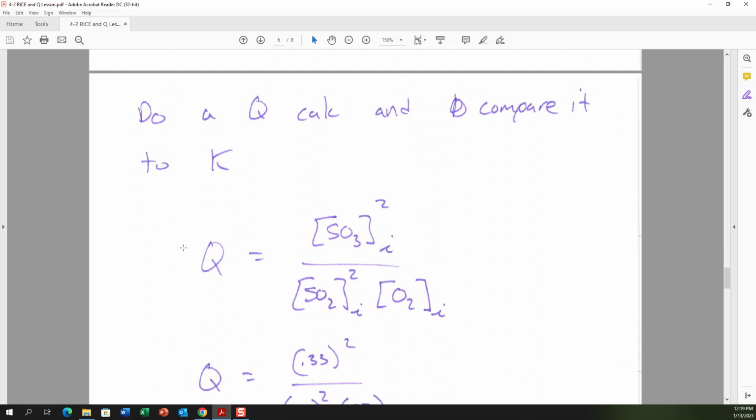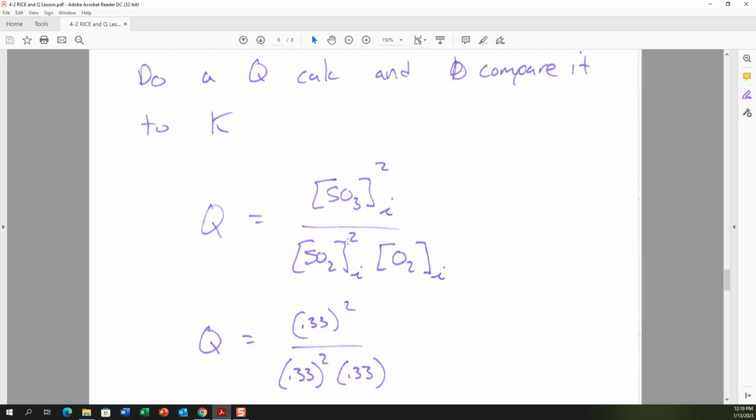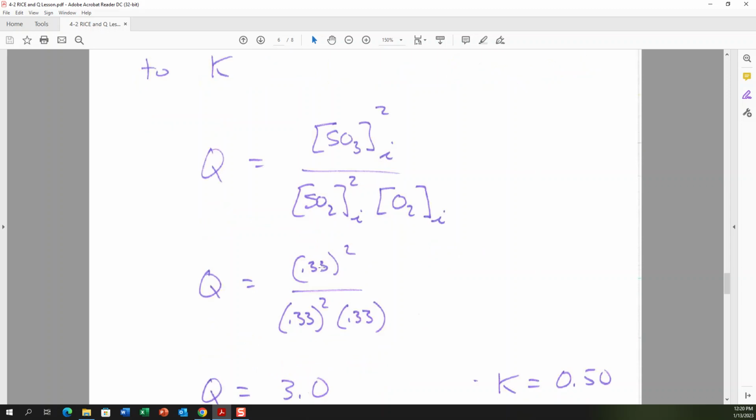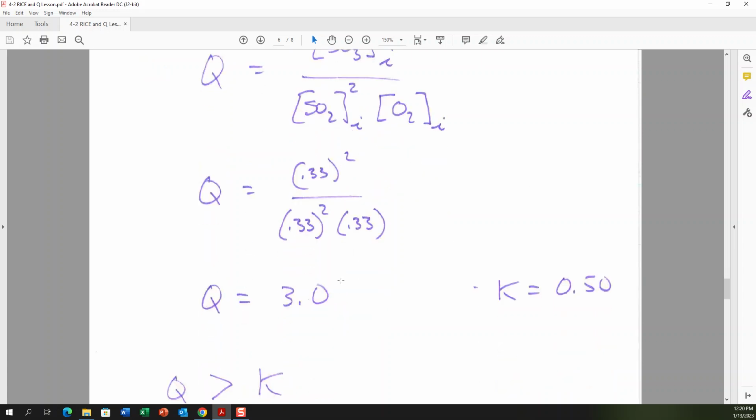So what's Q equal to? Well, Q is equal to the same expression that K is equal to. It's just the initial concentrations, not the final. So we plug the initial concentrations into the equilibrium expression, and that'll give us a Q value. So they were all 0.33, so we plug those in, and we get Q equals 3. And so now we have Q, and remember we were originally given K.